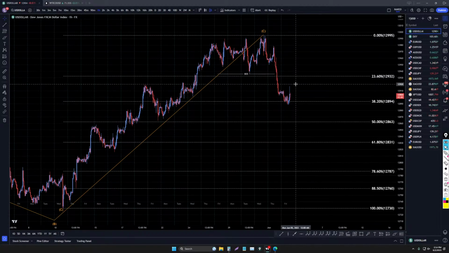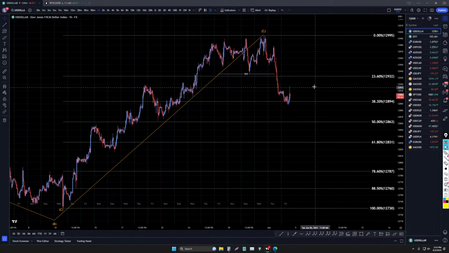Oh, you're playing both sides, Connor. Nice. Careful with that counter trend trading. You don't want to give your money back.